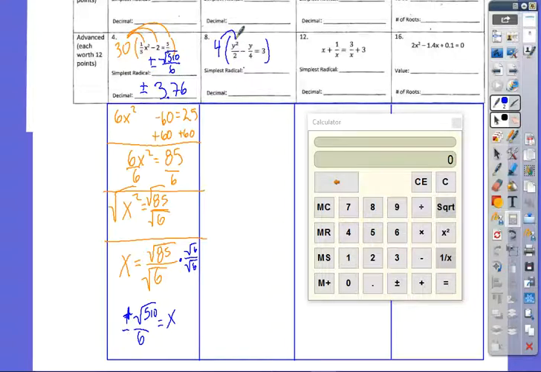Y squared over 2 times 4 is not 4y squared. It is 2y squared, because 4 divided by 2 is 2, so we end up with 2y squared. Minus 4 times negative y divided by 4 is 1, 1y. Okay. 4 times 3 is 12. Okay.